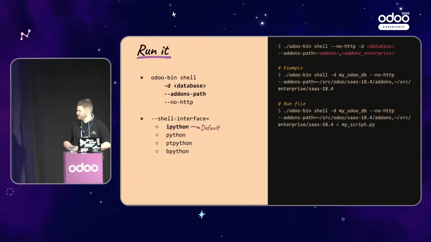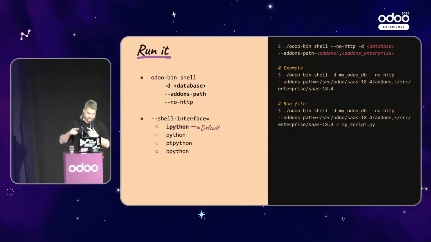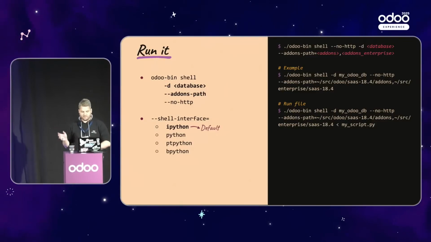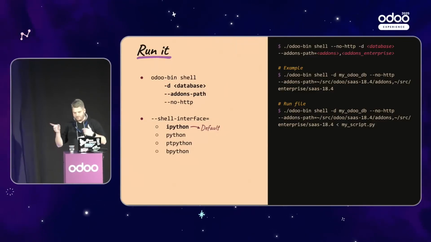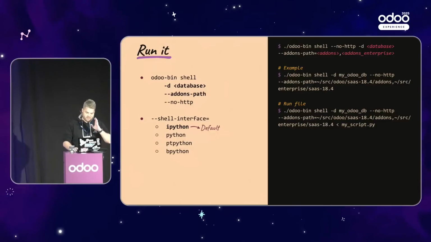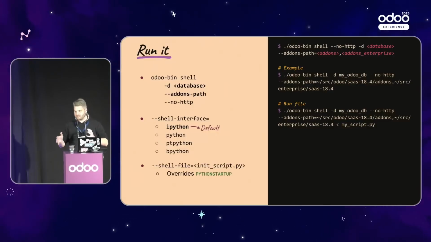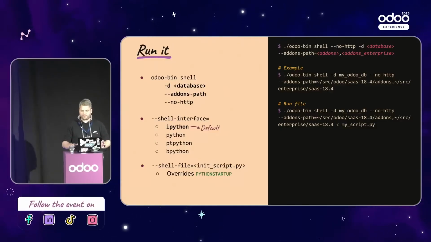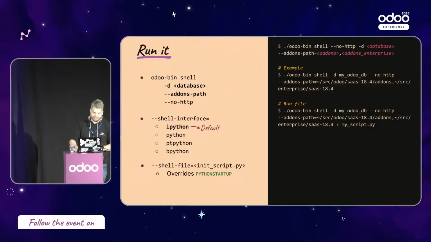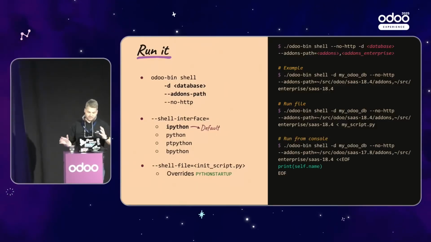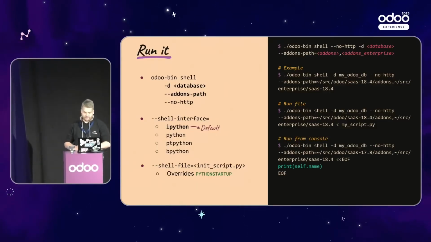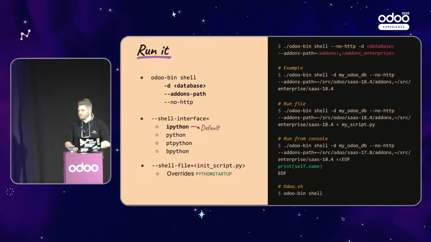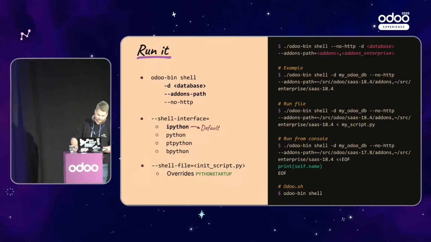You can run a file directly, not even from the shell, just like this. Just keep in mind that the shell will not be kept open after it. But if you want, you can use a file as an init script to preload whatever you want. Just keep in mind that this will override the Python startup environment variable. You can also run inline code directly from your console thanks to the end of file signal. And for Odoo SH, it's even simpler. You just have to type the shell parameter and everything will be set up for you.